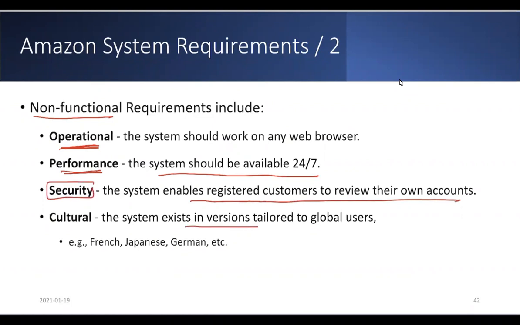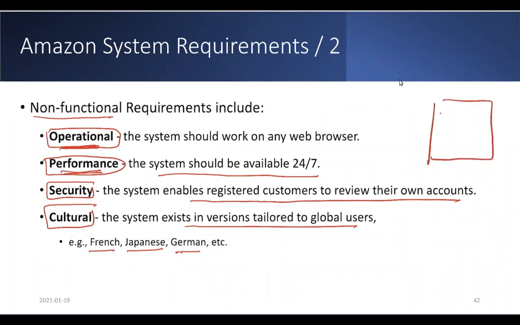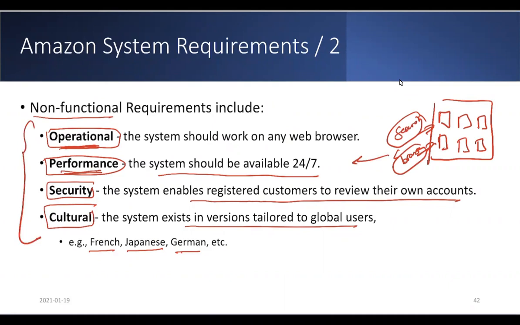And the system exists in versions tailored to global users, like you could have the system in French or even Japanese, German, or a different language. This is a cultural requirement. So we can see operational requirements, performance requirements, security requirements, and cultural requirements. All of these are examples of non-functional requirements. So you look at the website of amazon.ca, you see some buttons or features that allow you to browse, to search, to browse into the system. And all of these tasks are aligned with a huge set of non-functional requirements.